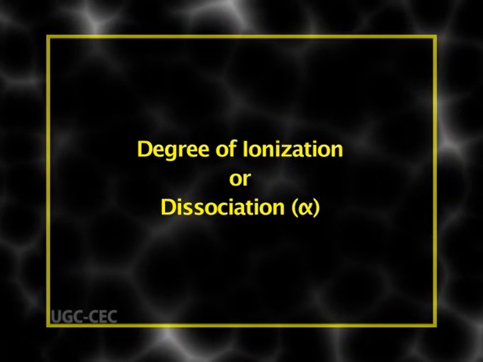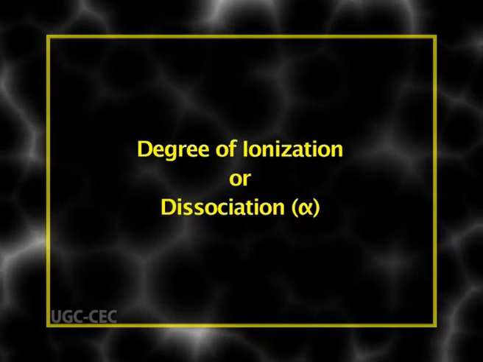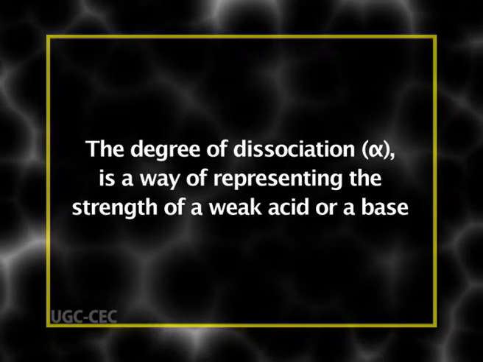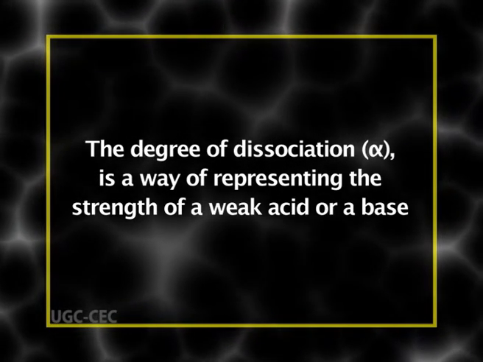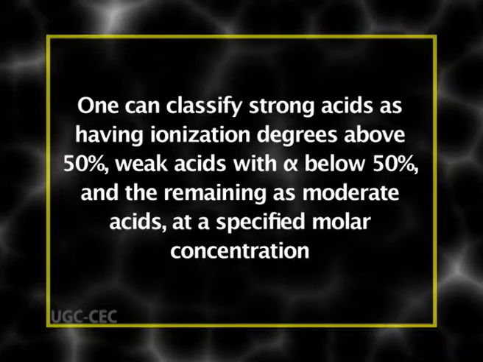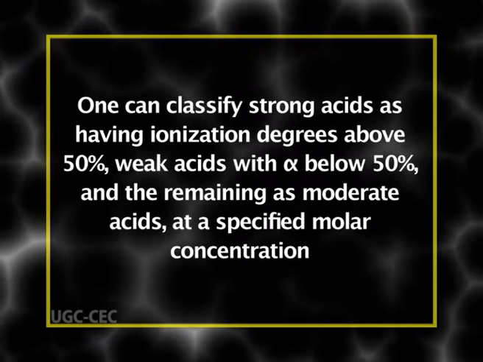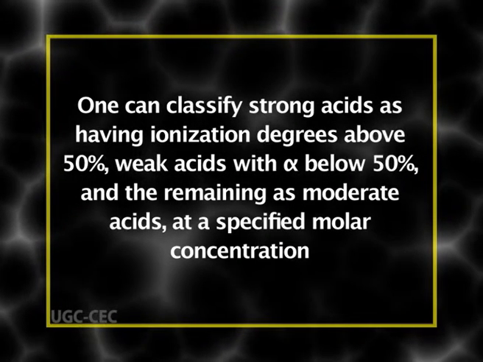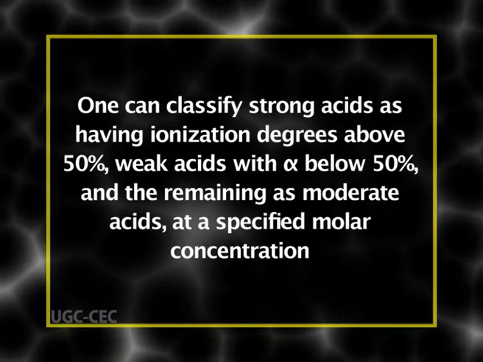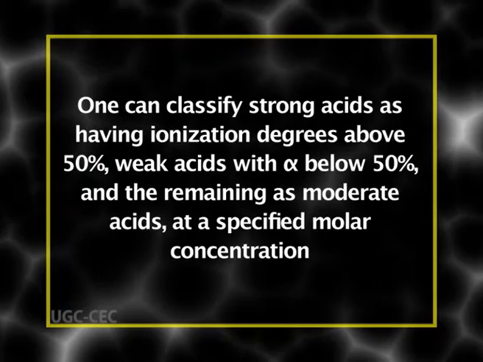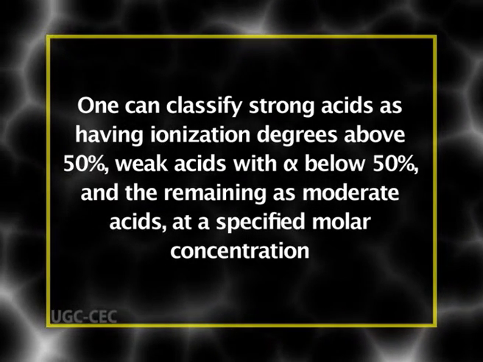Degree of ionization or dissociation alpha. The degree of dissociation alpha is a way of representing the strength of a weak acid or a weak base. It can be represented as a decimal number or as a percentage. One can classify strong acids as having ionization degrees above 50%, weak acids with alpha below 50%, and the remaining as moderate acids at a specified molar concentration.